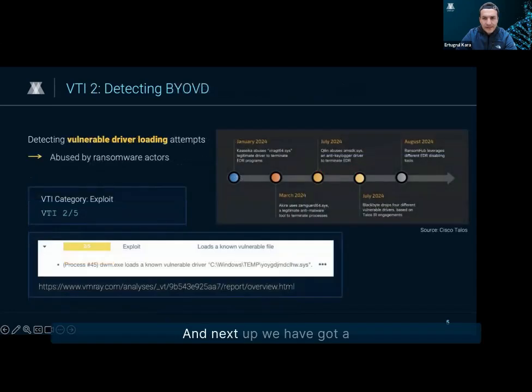And next up, we have got a new VTI for detecting BYOVD attacks. This is the acronym for Bring Your Own Vulnerable Driver. If you follow ransomware techniques, you've probably seen this a lot in the past year. In fact, the Cisco Talos team put together some solid research on how different groups have used this method. And you can see here a quick timeline starting from January 2024 of notable cases.